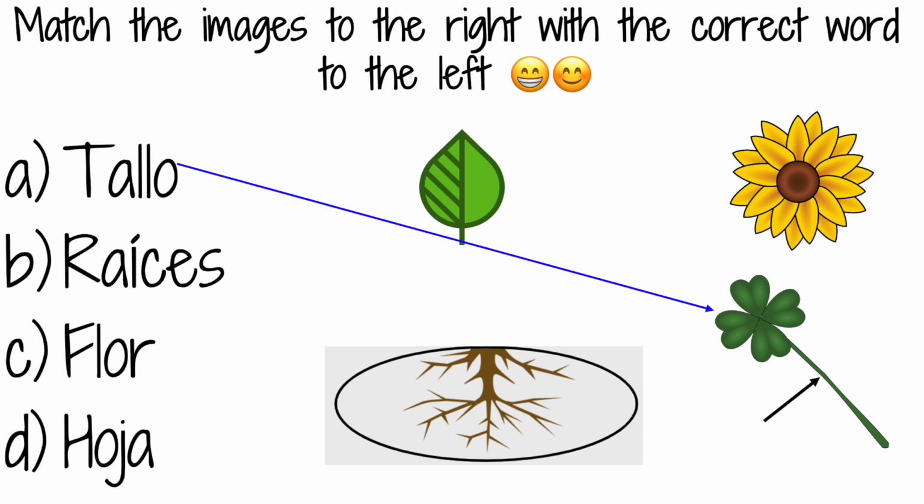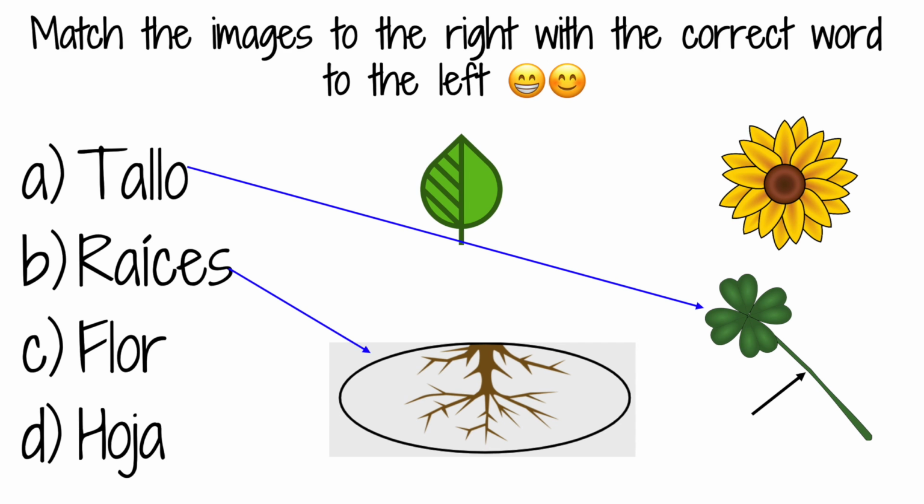Raíces. Our raíces, I'll give you a hint, are found under the ground, and they help our plants and trees to grow. So which illustration matches raíces? Perfect. And I gave you a hint there, remember? So those are underneath the ground, and those again help our plants and trees to grow, okay? And look so pretty when they're out in the springtime or whenever it's warm outside, okay?